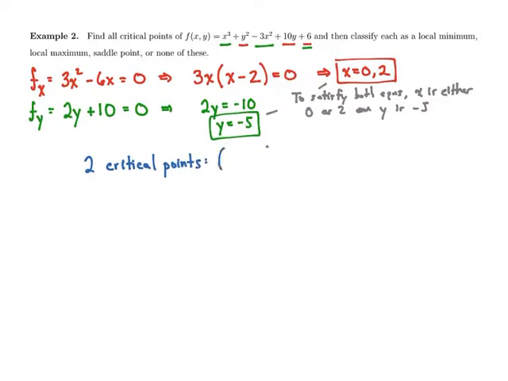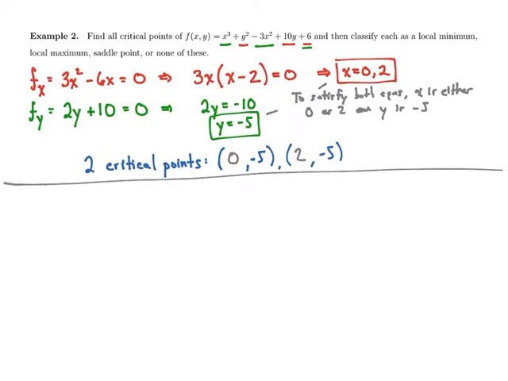Again, we know that y has to be negative 5, but there's 2 options for x. We could have x be 0 or x be 2. So we have 2 critical points here, (0, negative 5) and (2, negative 5). And that is half the battle, finding the critical points. The other half of the battle is classifying those as mins, maxes, saddle points, or none of these. That is going to use the second derivative test.